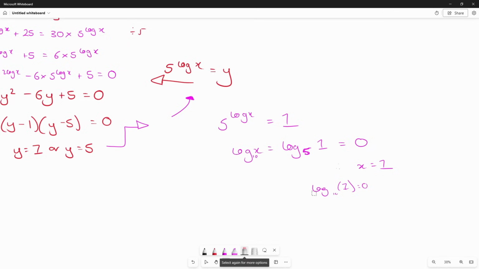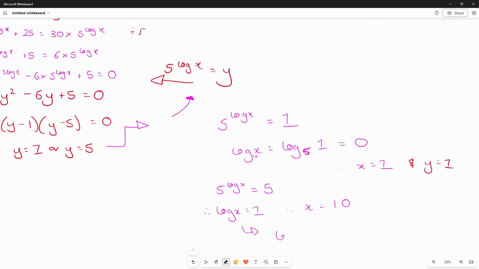So one of our x values is going to be 1, and our corresponding y value will be 1 as well. And our next one will be 5 to the power of log x equals 5, because we substitute y equals 5 into it. You can easily work out from that log x equals 1, because that's just 5 to the power of 1, and that's log x. Therefore x equals 10, because of course this just means log base 10 of x equals 1. Therefore x is 10, as log base 10 of 10 is 1. So x equals 10, and the corresponding y value, which we don't need in the answer, is y equals 5.